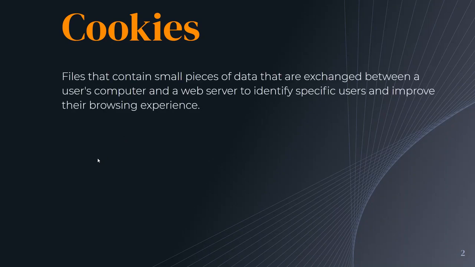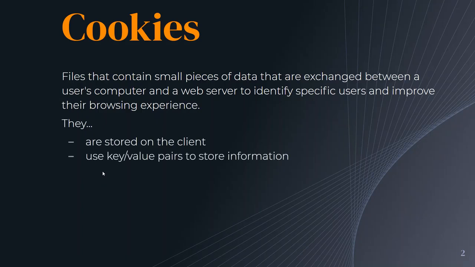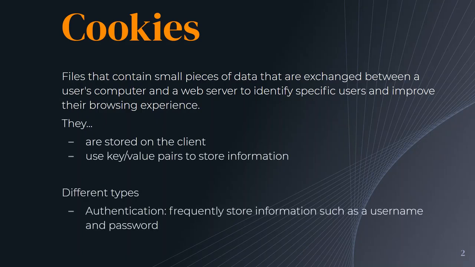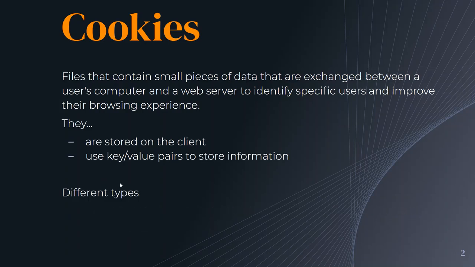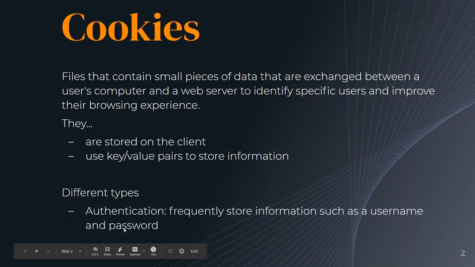So, a cookie is a file that contains small pieces of data that are exchanged between a user's computer and a web server to identify specific users and improve their browsing experience. They are stored on the client. They use key-value pairs to store information. Different types, authentication, frequently store information such as a username and password. Anytime data like this is stored in a cookie, it will be hashed, or at least it should be hashed.